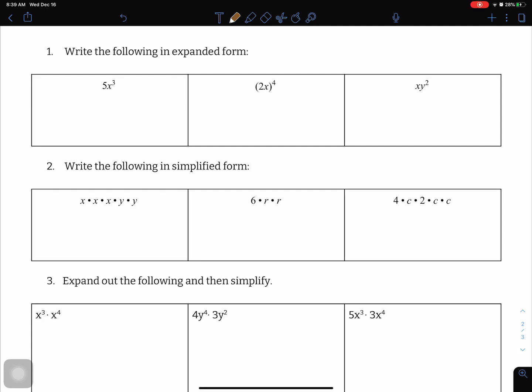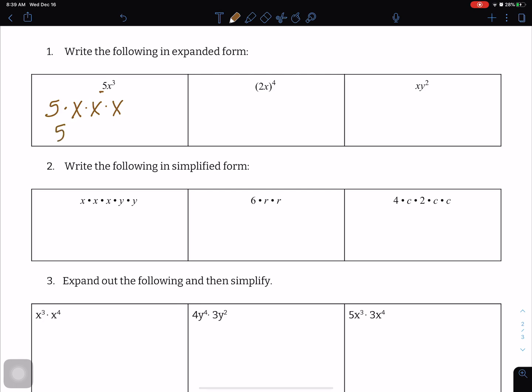So what we're looking at today is how we can write things out in expanded form, and then how eventually that's going to help us out. If I'm looking at this first one, the 5 is not affected by that exponent of 3. The 3 only affects the x because that base is x. 5 is the coefficient. It is written once, and then x is written out 3 times.